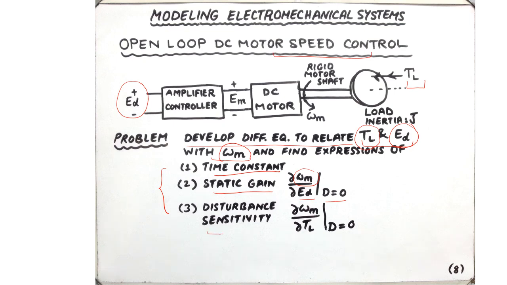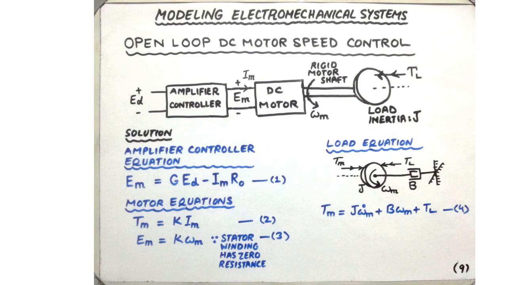And finally, a very interesting parameter known as the disturbance sensitivity needs to be calculated, which is the partial derivative of the motor speed with respect to the partial derivative of TL. Essentially, the disturbance sensitivity reveals how sensitive the motor speed is to the external disturbance torque, TL. So we are going to write down the modeling equations in a systematic manner.